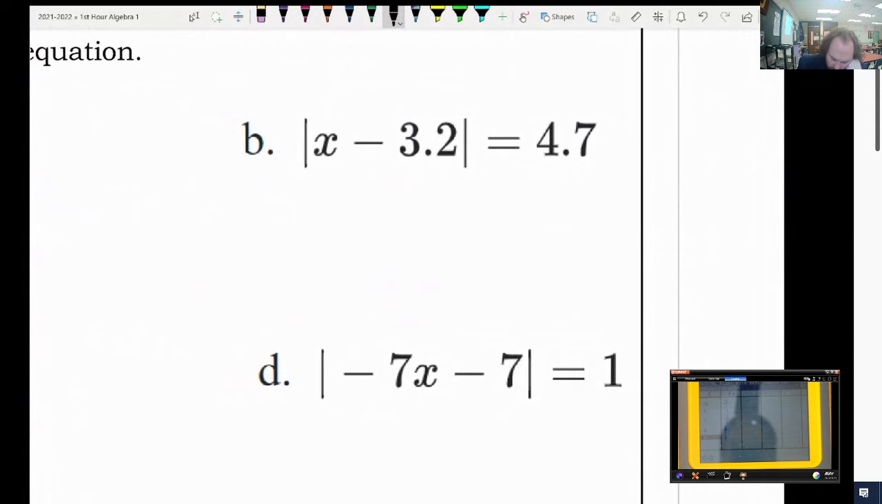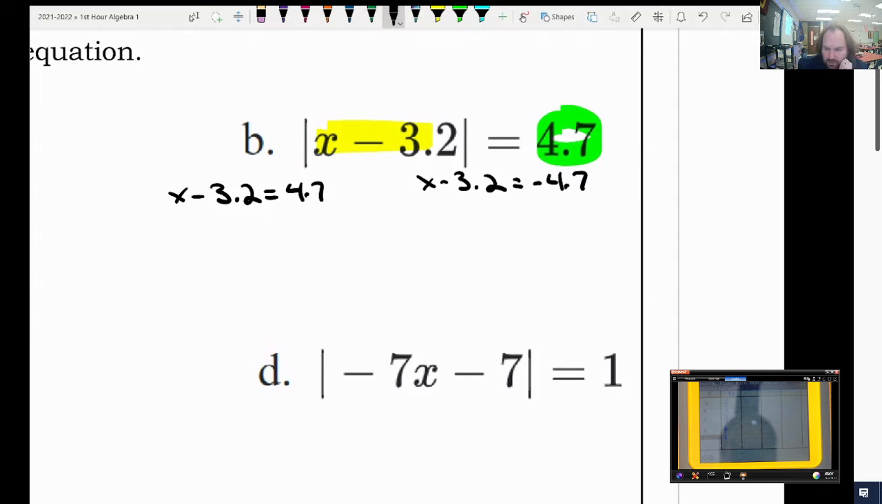Question B, for this, the process I usually use is take the inside of the absolute value and write it down twice. X minus 3.2, x minus 3.2. Put it down 2 times. And then we're going to make one of those equal to 4.7, and the other one equal to -4.7. We're going to write the same number twice, but one's positive, one's negative. And the inside stays exactly the same. All we have to do now is add 3.2 to both sides in both problems.